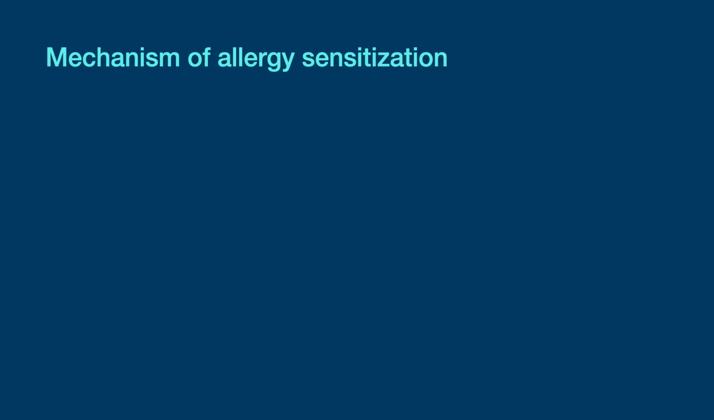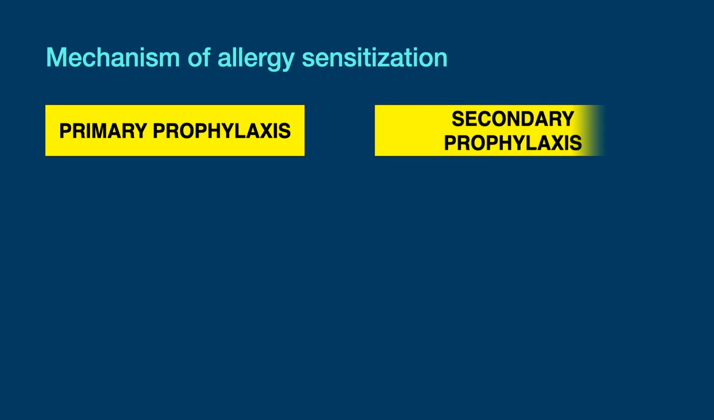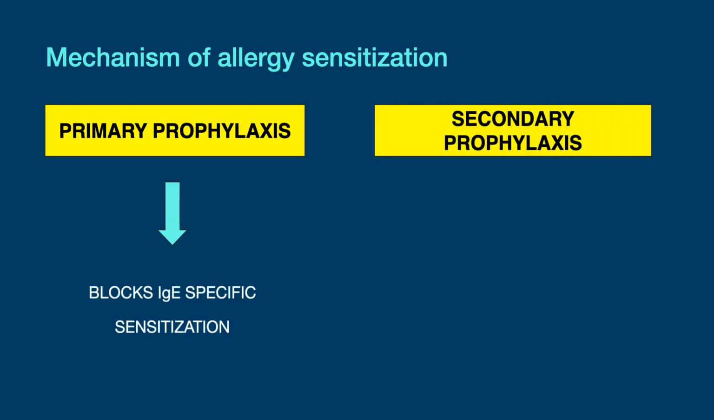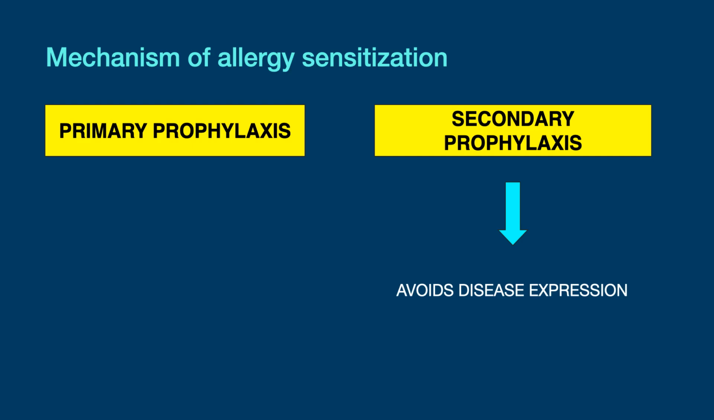Mechanism of allergic sensitization. Prevention of allergic diseases may be divided into two categories, which are primary prophylaxis and secondary prophylaxis. Primary prophylaxis blocks IgE specific sensitization, whereas secondary prophylaxis avoids disease expression despite prior IgE sensitization and prevents the progression of the atopic march.